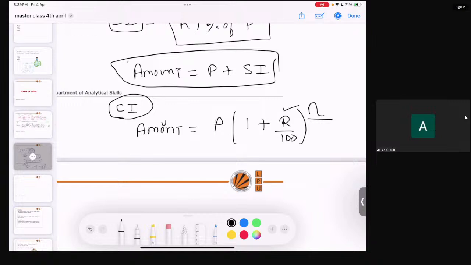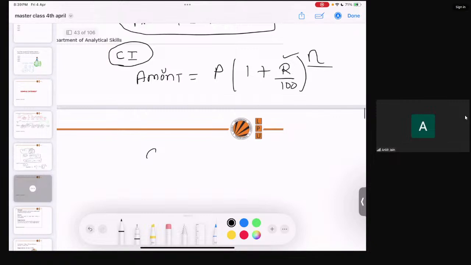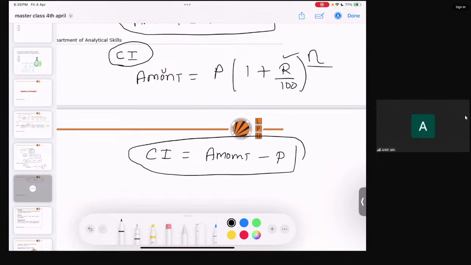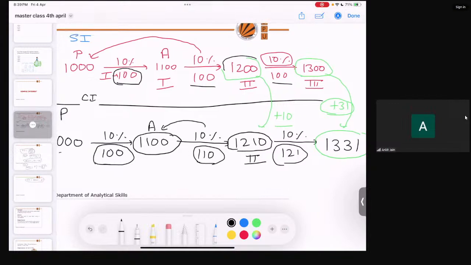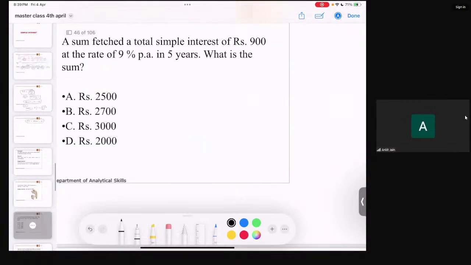So to find the CI, what do we do? We have to subtract the principal from the amount. Means first we have to find the amount, then we subtract the principal to get the CI. But we do not use this formula. What we use, we directly break it into years, after the first year, second year, third year. Then we reach the answer directly. So we try to solve example number 1.